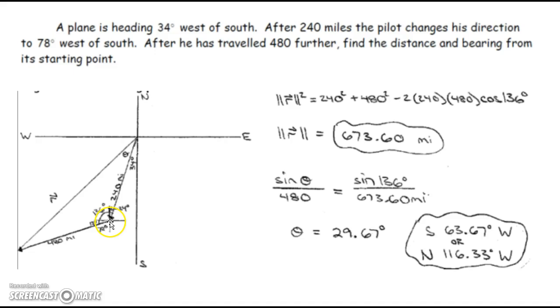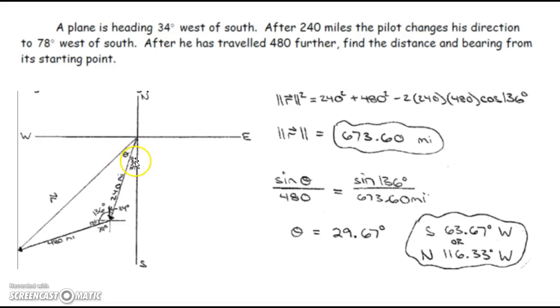The pilot changes his direction to 78 degrees west of south. So here we are after 240 miles. We have a new angle that is 78 degrees west of south. And then he travels another 480 miles. So there's a second vector, and we can see with vector addition that results in vector r. So find the distance and bearing from the starting point. In other words, find the vector r and the angle theta.